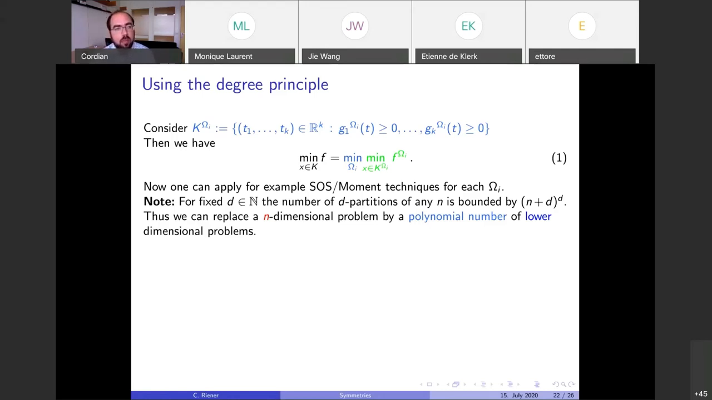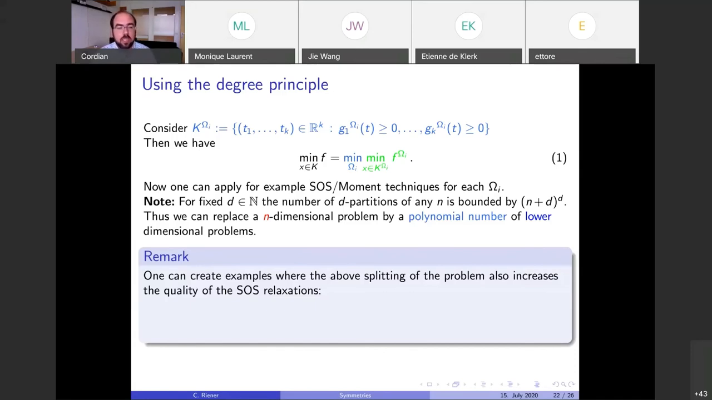Now it seems a little bit odd that I replace one problem in many variables by potentially many, many problems in fewer variables, but one can see very quickly that the number of problems that we have to look at is bounded by a polynomial in n for a fixed d. It's something like n plus d to the d. So when we fix our degree, then essentially we have a polynomial number of problems that we need to look at. This is a very nice way of dealing with problems sometimes, because it can create examples where, with this easy splitting technique, we actually increase the quality of the SOS relaxations.